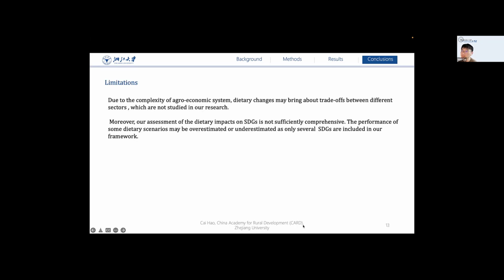And there are also some limitations of our study due to the complexity of agroeconomic system. Dietary changes may bring about trade-offs between different sectors, which are not studied in our research. And moreover, our assessment of the dietary impacts on SDGs is not sufficiently comprehensive. The performance of some dietary scenarios may be overestimated or underestimated, as only several SDGs are included in our research framework.